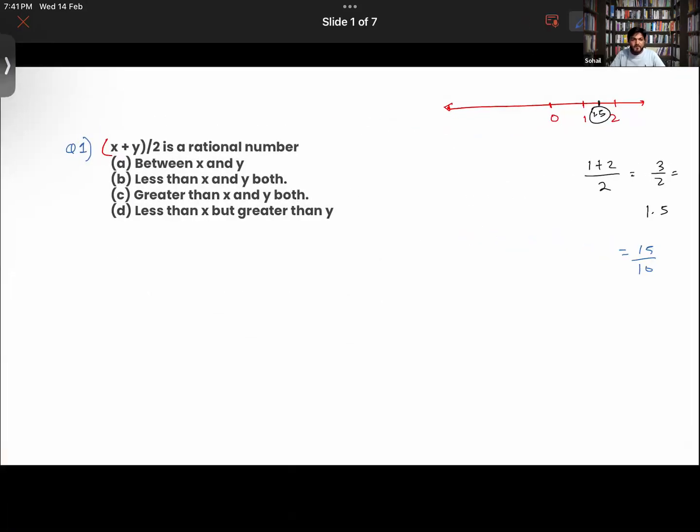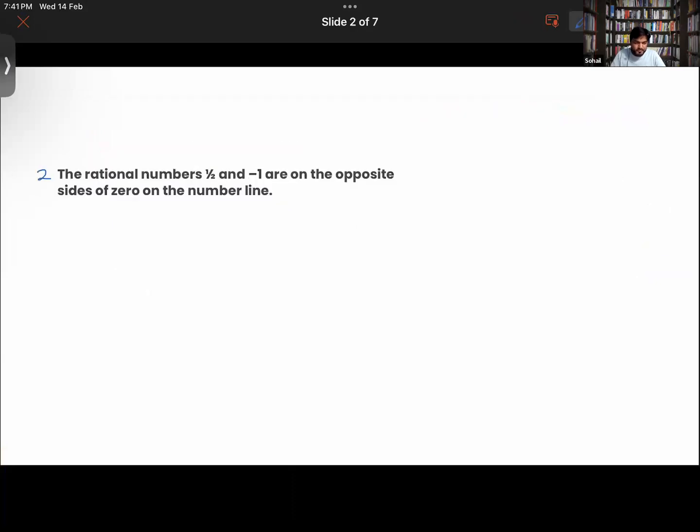So what do we have to do in question number 2? Question number 2 says the rational numbers 1 and -1 are on the opposite sides of 0 on the number line. In this question, you have to state whether the given statement is true or false. Also, I have shared the questions in the group as well. You can check from there also.